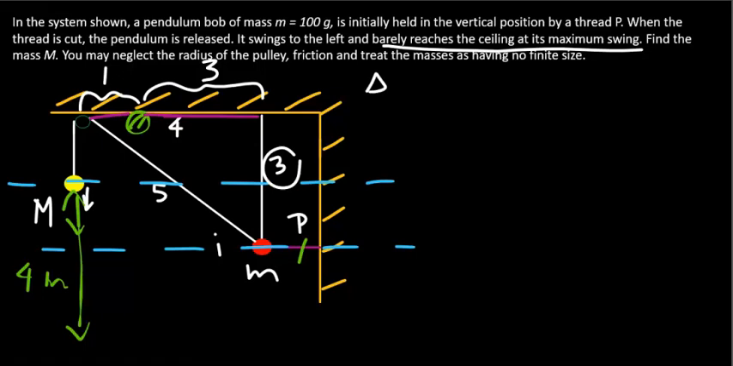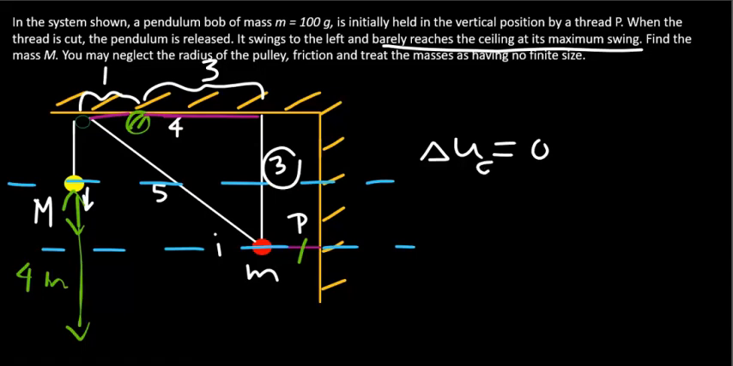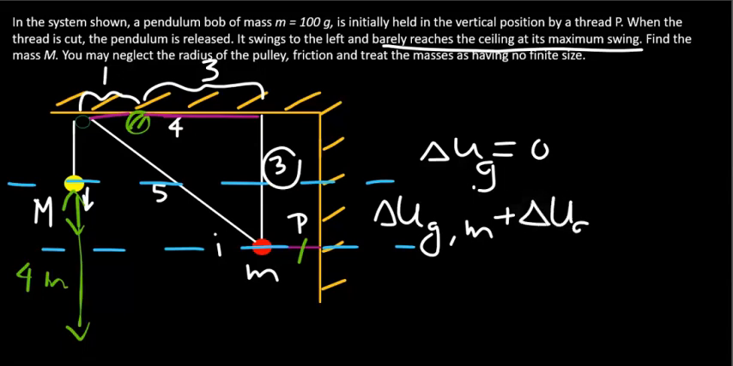So that means the change in kinetic energy is of course 0, and since delta K plus delta U is 0, delta U has got to be 0. When we say U, we are talking about the gravitational potential energy. So the change in the gravitational potential energy of the little m plus the change in the gravitational potential energy of capital M must be 0.